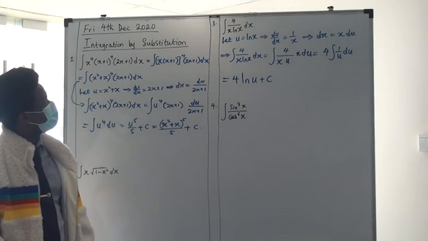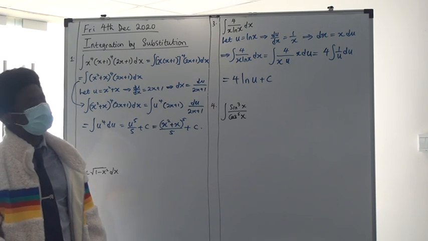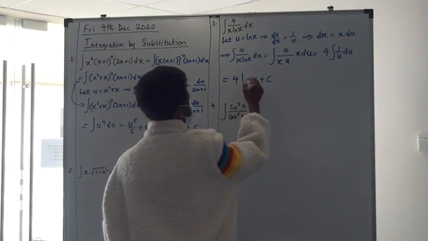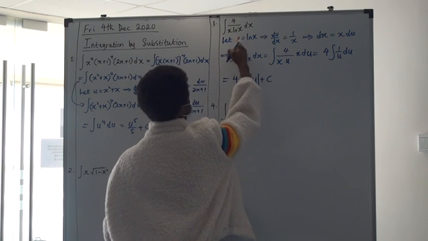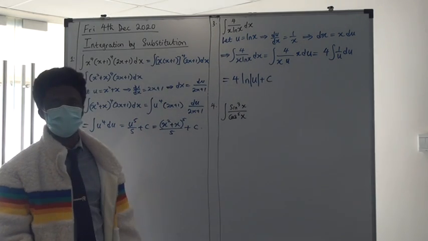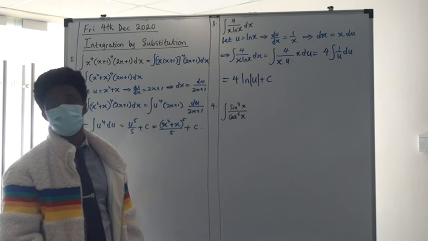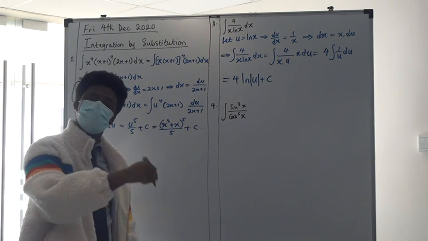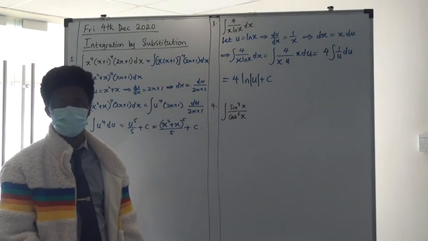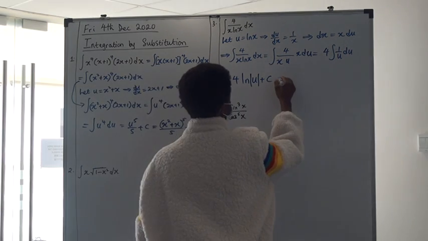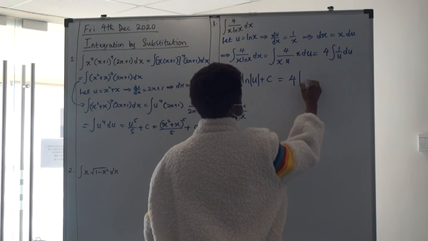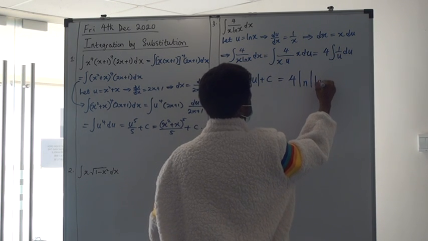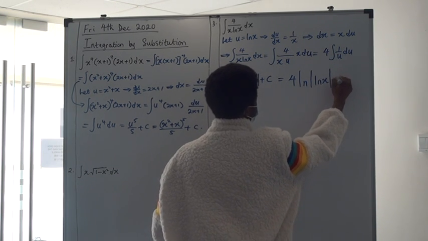Okay? And your log can be negative. So we need absolute value, because our u is natural log of x. And log can be negative. Right? The inputs cannot be negative, but the outputs could be negative. Okay? So clearly, this is 4 natural log of the absolute value of the natural log of x plus c.